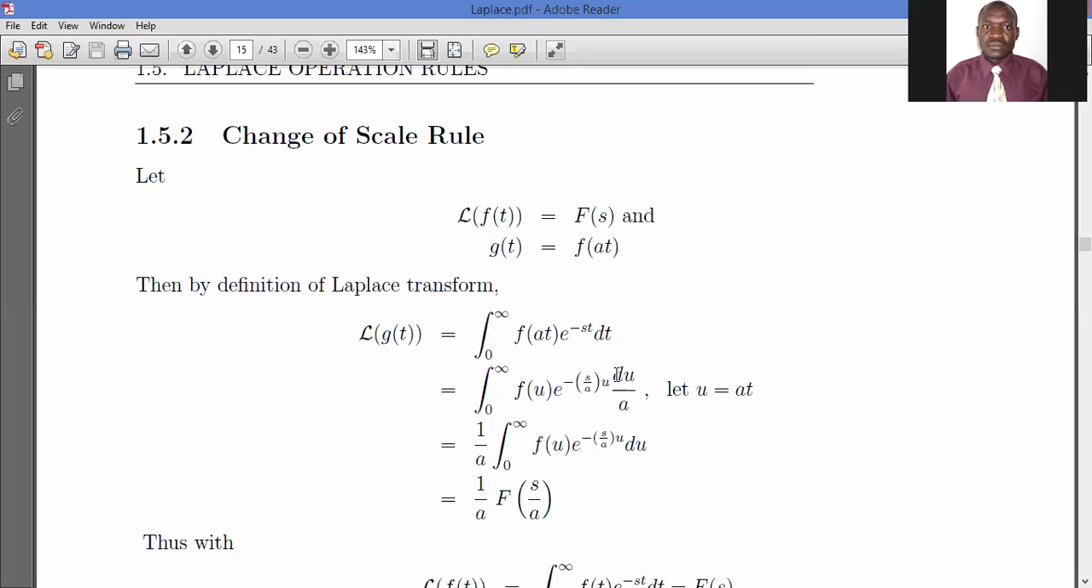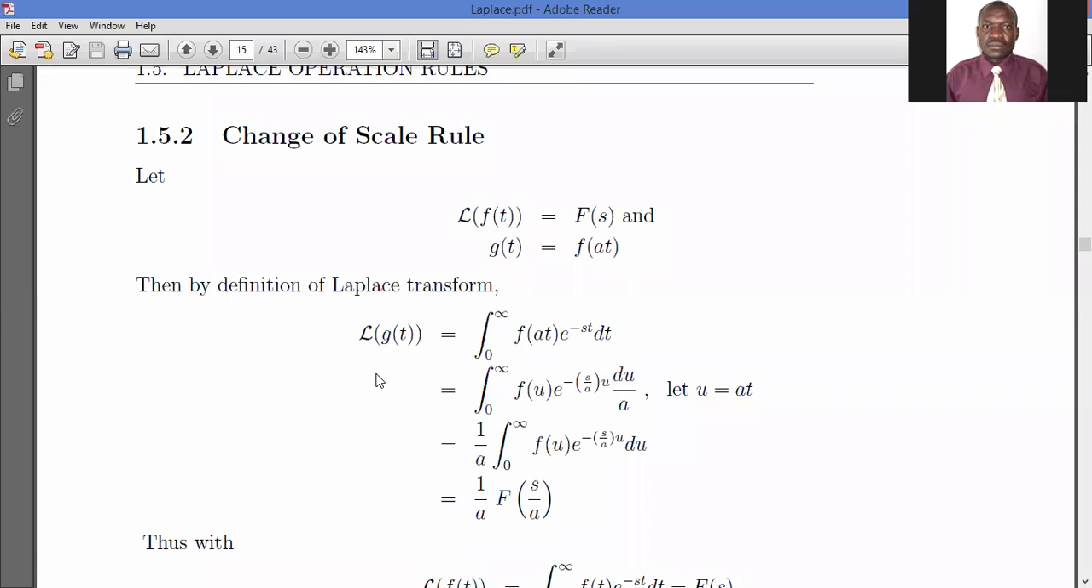Now I'm trying to talk to the Kuramas who may have crammed the other things wrongly. I am telling them even this one we have already finished. Why? Because you have a change of scale. So LFT, you know this is FS. So if you have a GT, which is F of AT, then we can compute this.